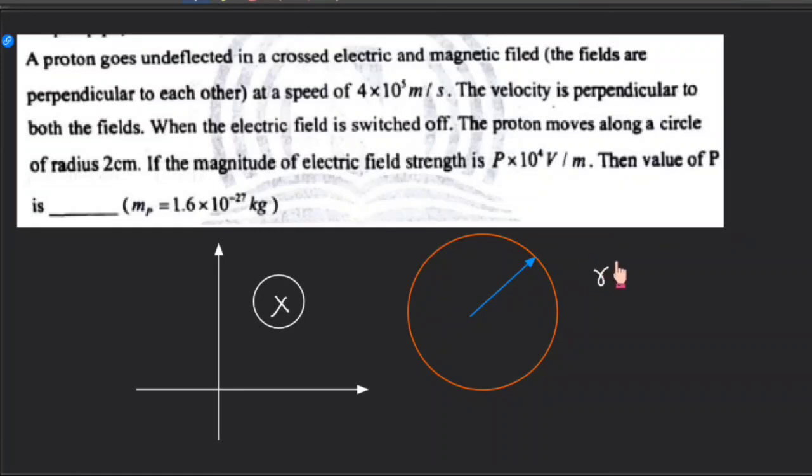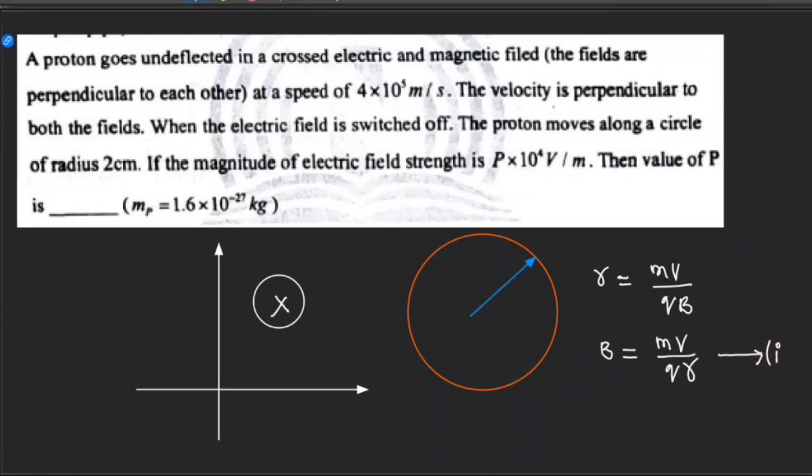R is equal to, what is the formula of it? mv by qB, right? Where m is the mass of the proton and q is the charge of the proton, and the radius also. Therefore B is equal to mv by qR. You could get the B value here. Let's say this is equation 1, right?